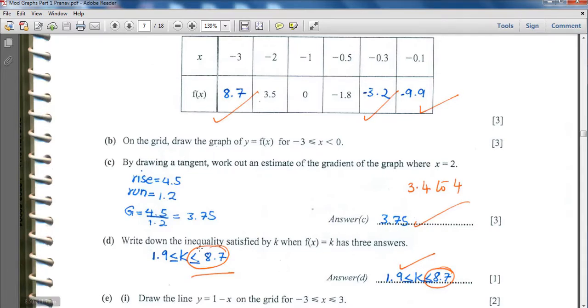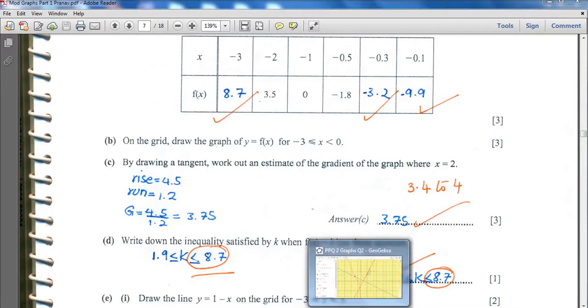Now next part, write down the inequality satisfied by k, where f(x) is equal to k has 3 answers. So again, we have a similar question as we did in the first question also. f(x) is equal to k. So we are again looking for those values of y for which we have 3 answers. So going back to the curve.